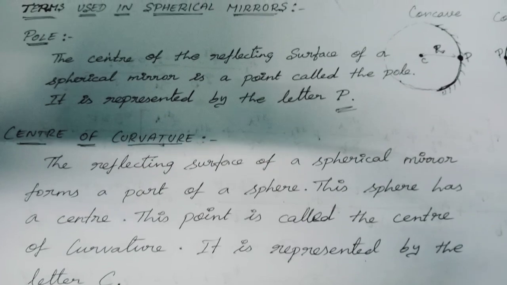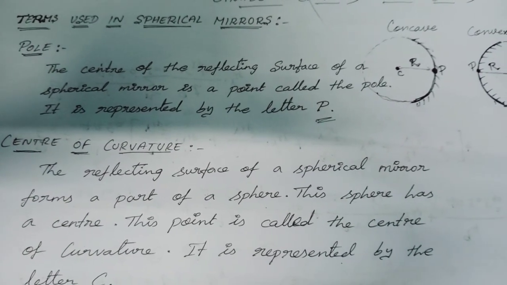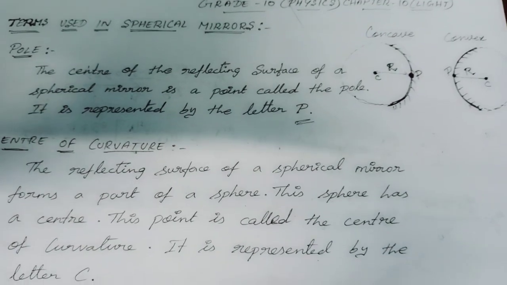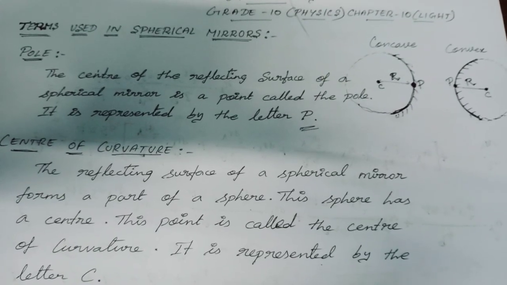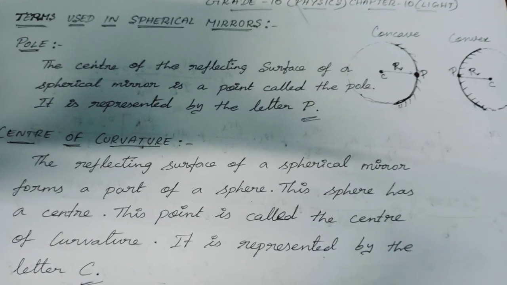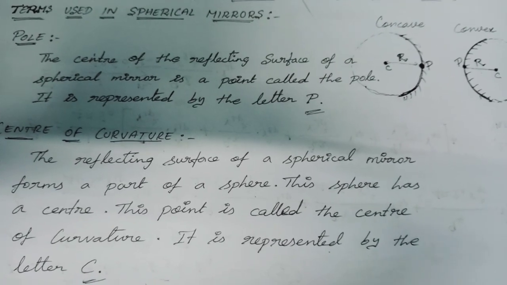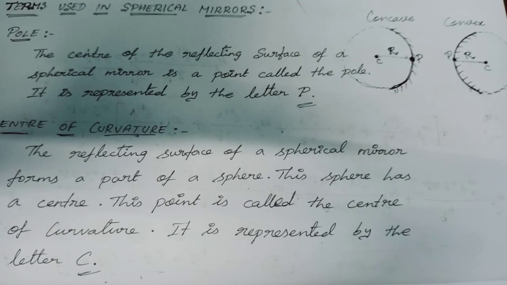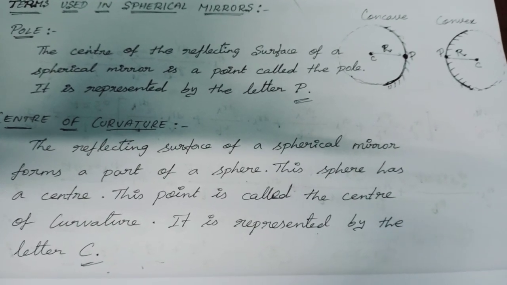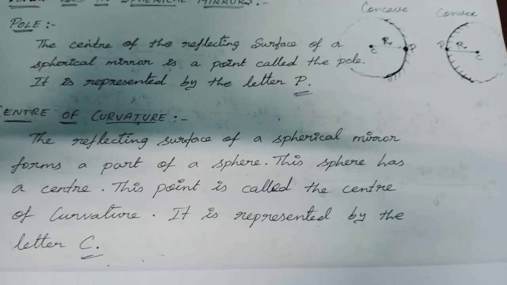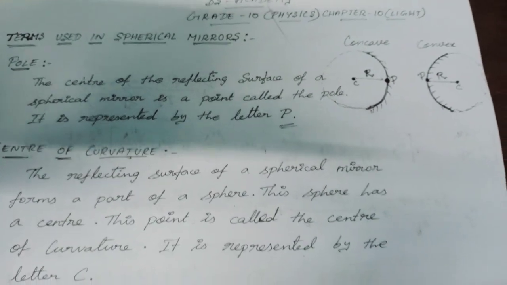Be clear about this topic, because by using these terms only you are going to handle spherical mirrors, that is concave and convex, and it will be easy to measure distances like the principal focus and the focal length. By knowing these terms only you will be able to measure the focal length value and the radius of curvature value, all those things. So be clear about these topics, students.